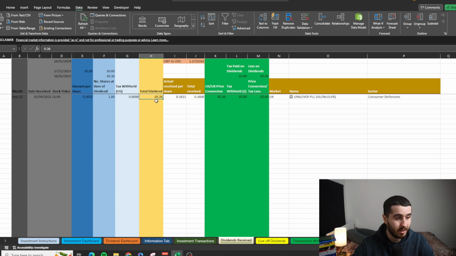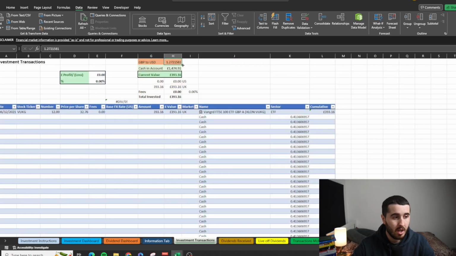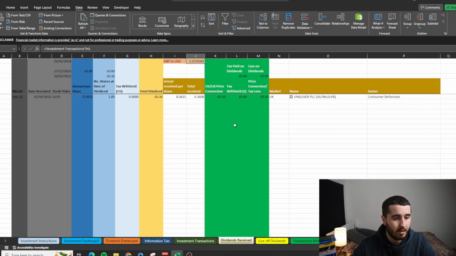Again, you only need to enter the data up to here. Or for these ones here, so you've got your date received, your stock ticker, your amount per share, your number of shares at time of dividend, tax withheld for US stocks, and your total dividends. And then all of this should auto fill in. If you have this here, it just looks to the investment transactions. If you've got your rate there, and then yeah, you may need to drag all of these down.